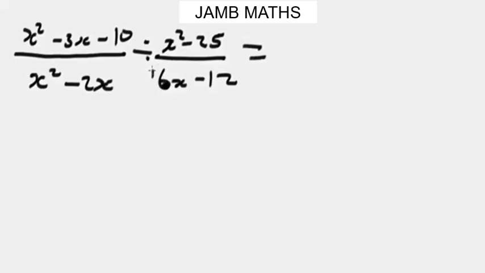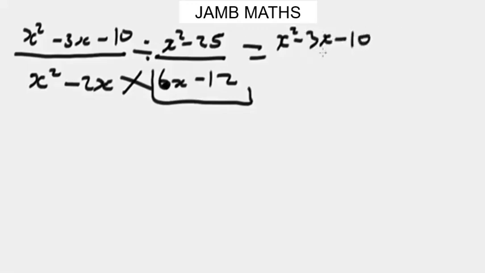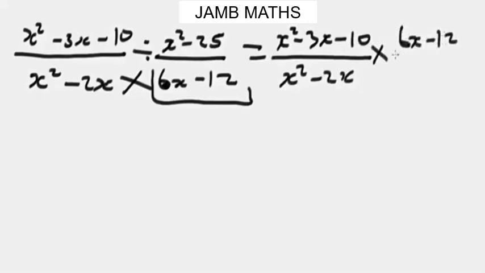Firstly, you invert what you have here. When you invert, change this to multiplication. You're going to have x squared minus 3x minus 10 over x squared minus 2x, times we now have 6x minus 12 over x squared minus 25. So this is 6. Okay, now let's begin to factorize them individually.